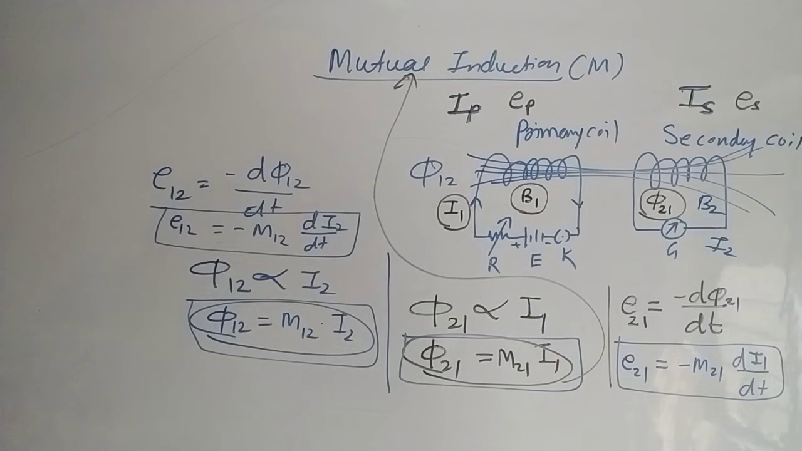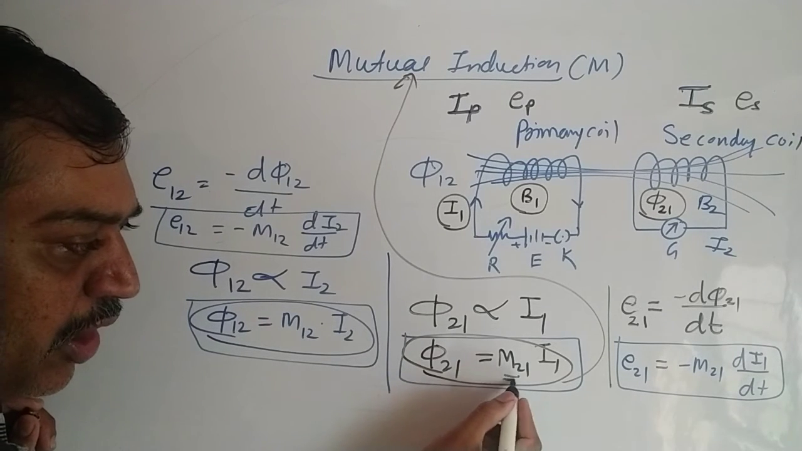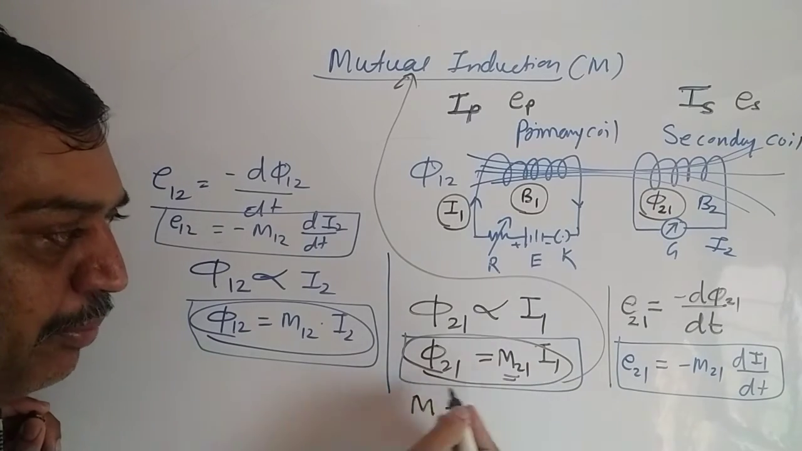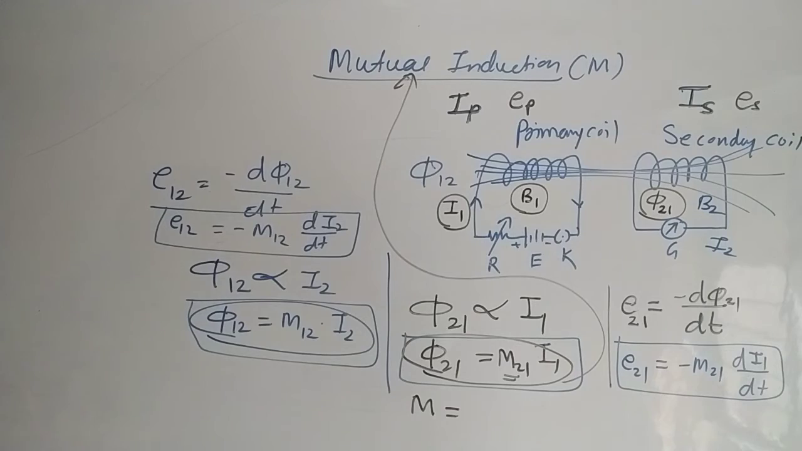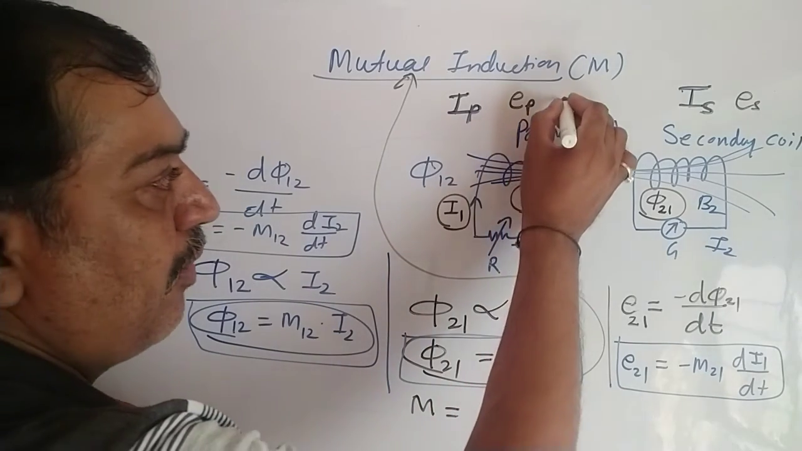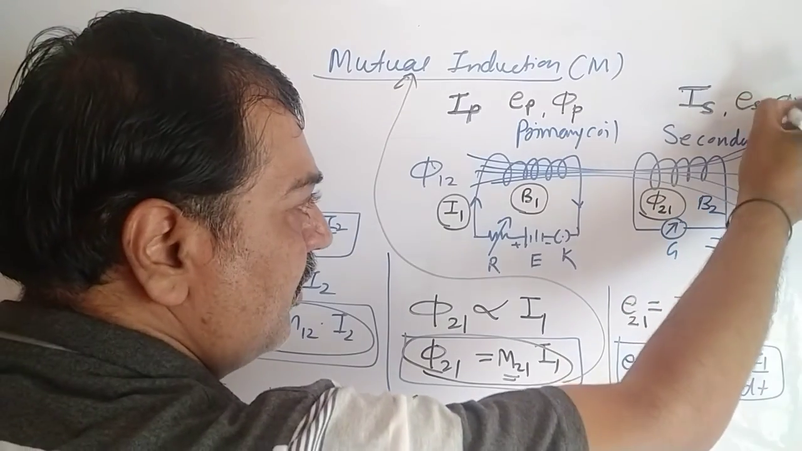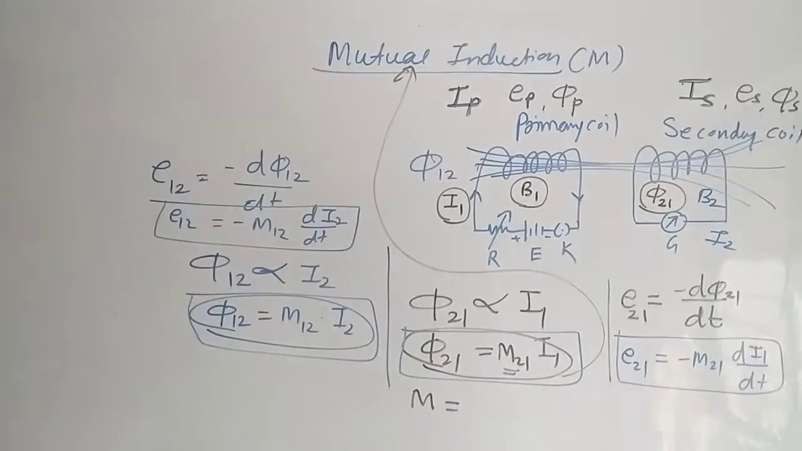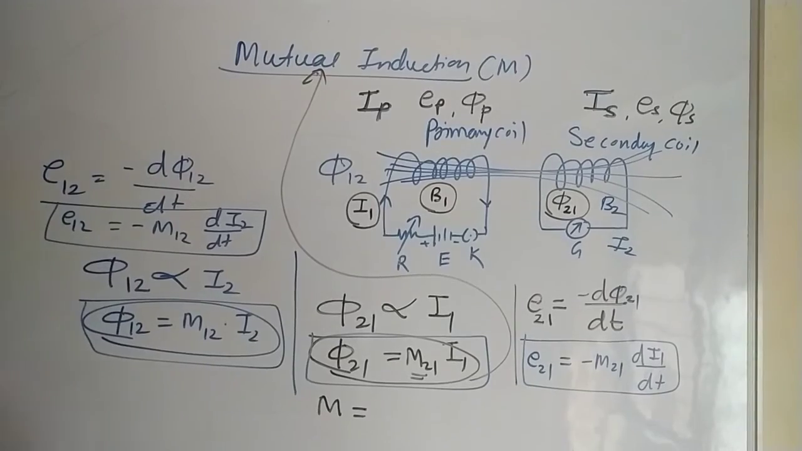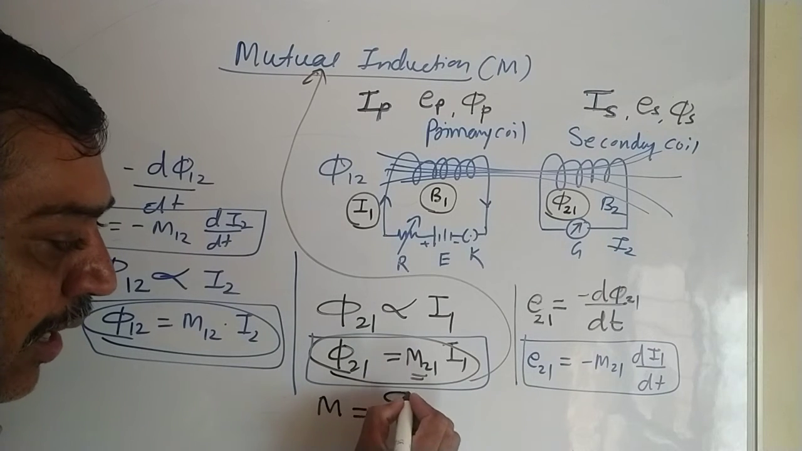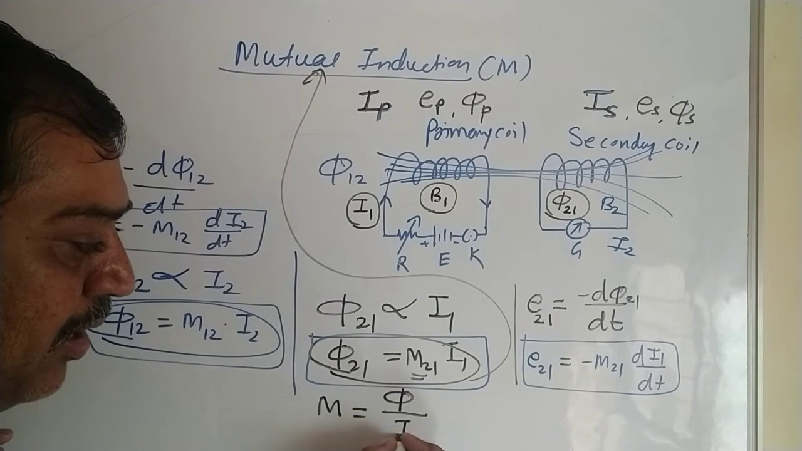If you give these sign conventions in general, what is mutual induction? M equals phi divided by I1. Here it is the primary coil, so the magnetic flux is phi P. In the secondary coil, the magnetic flux is phi S. In general, we can write M equal to magnetic flux divided by current.